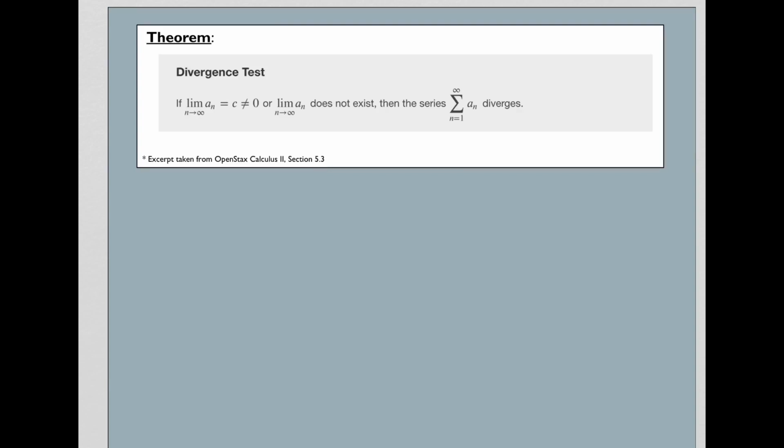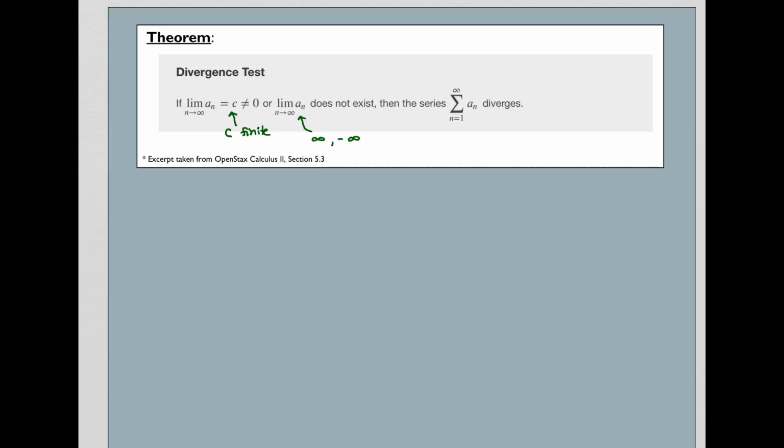The divergence test states, if the limit as n goes to infinity of the nth term of a series is equal to some finite number c that's not 0, so c can either be a finite number that's not 0, or the limit doesn't exist, and that also includes infinity or negative infinity. So if you have a limit that is infinity, negative infinity, does not exist, or is some finite number that's not 0, then the series diverges.